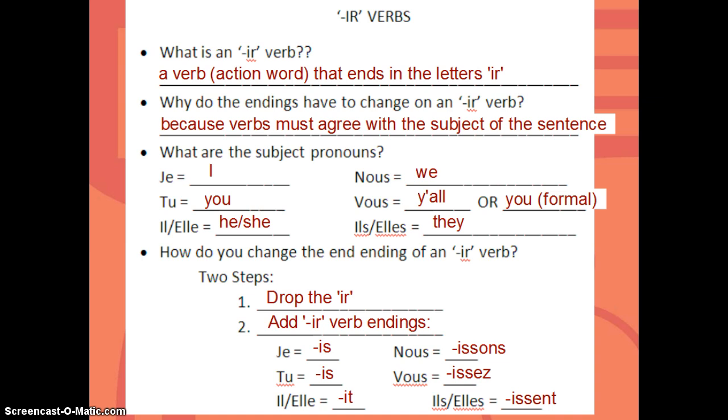So here's the big thing, and this is probably the most important bullet point. How do you actually change the ending of an IR verb? Well, it actually works a lot like ER and RE verbs in that it's a two-step process. The first step is to drop off the IR. Again, not unlike those other two types of verbs. And then guess what, guys? We have another set of endings. So these are your IR endings.